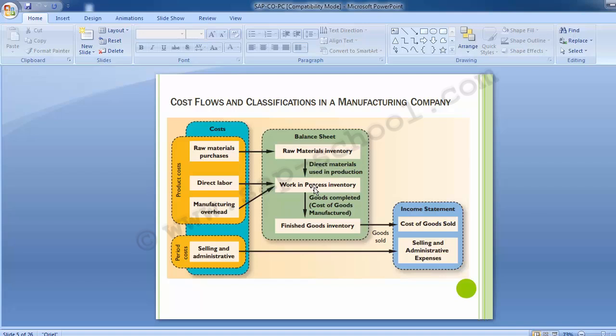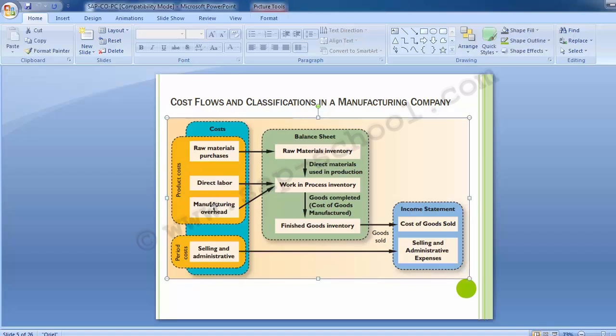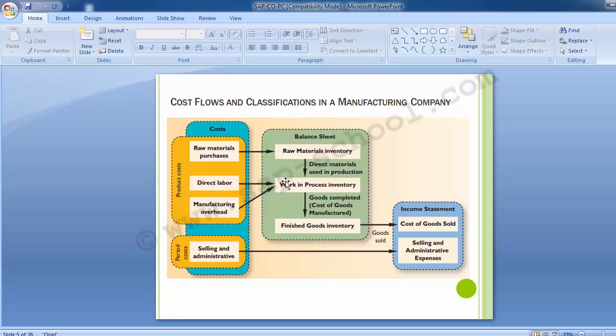Notice that direct labor cost and manufacturing overhead cost are added directly to the work in progress, as you can see over here in the production cost. The direct labor and the manufacturing overhead over here are directly included in the work in process inventory. So the work in progress can be viewed most simply as the products on an assembly line. The direct material, direct labor and manufacturing overhead cost added to the work in progress are the costs needed to complete this product as they move along the assembly line.